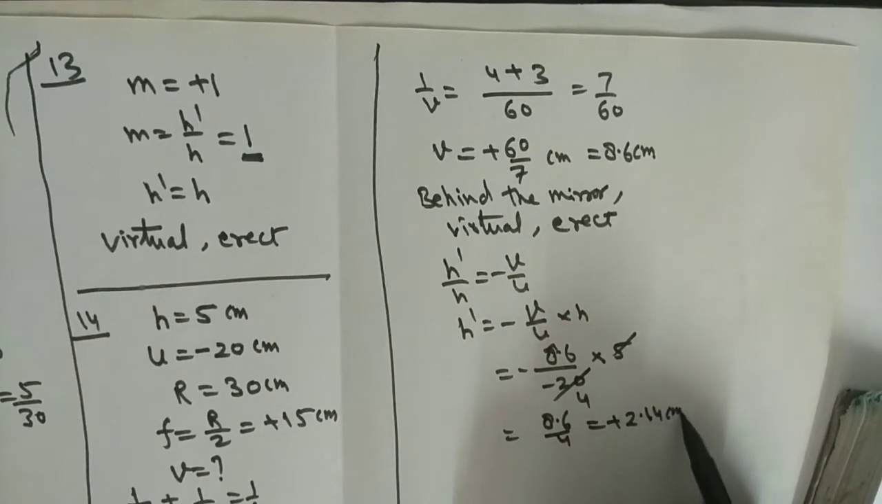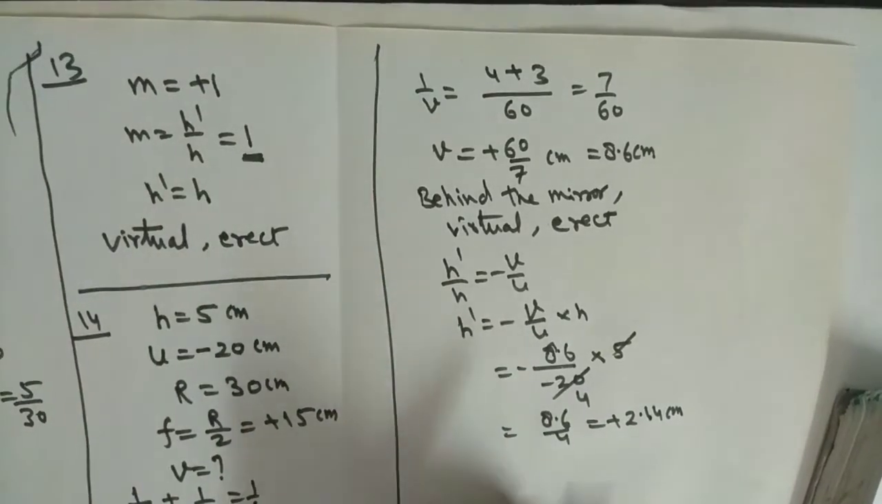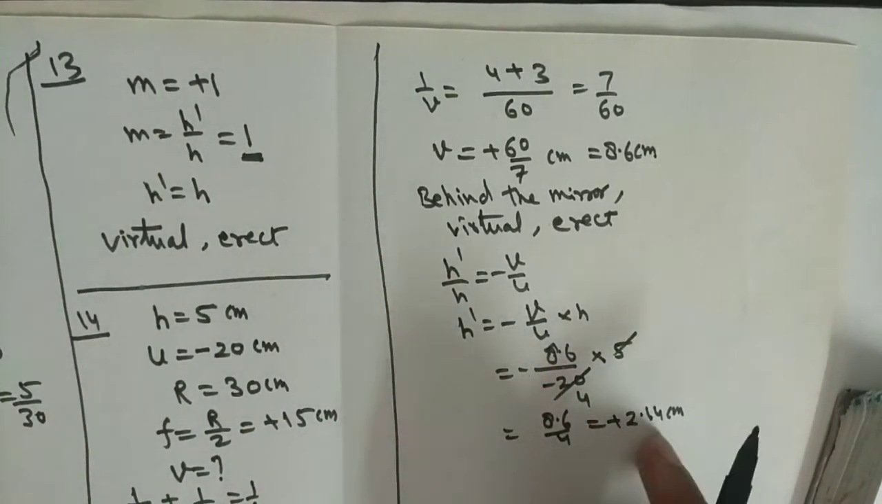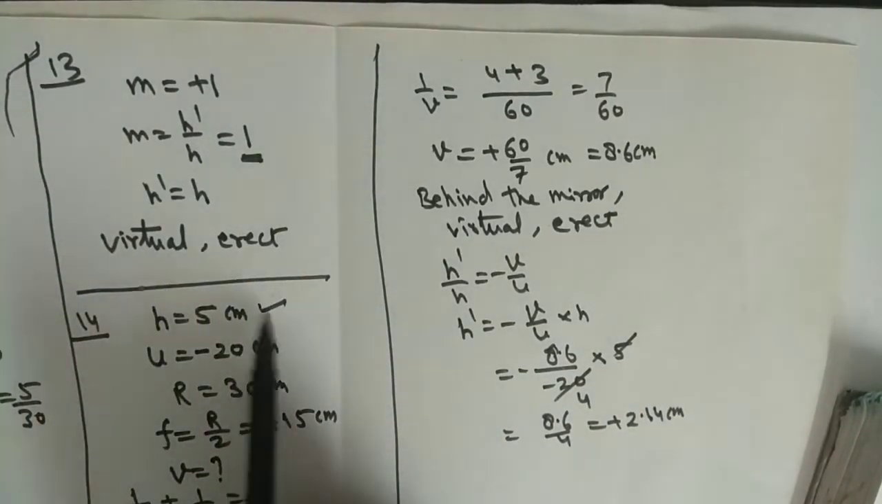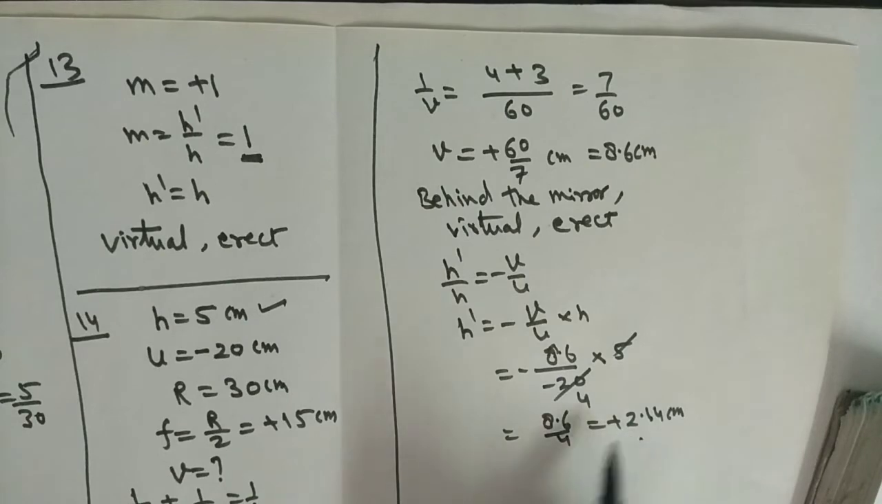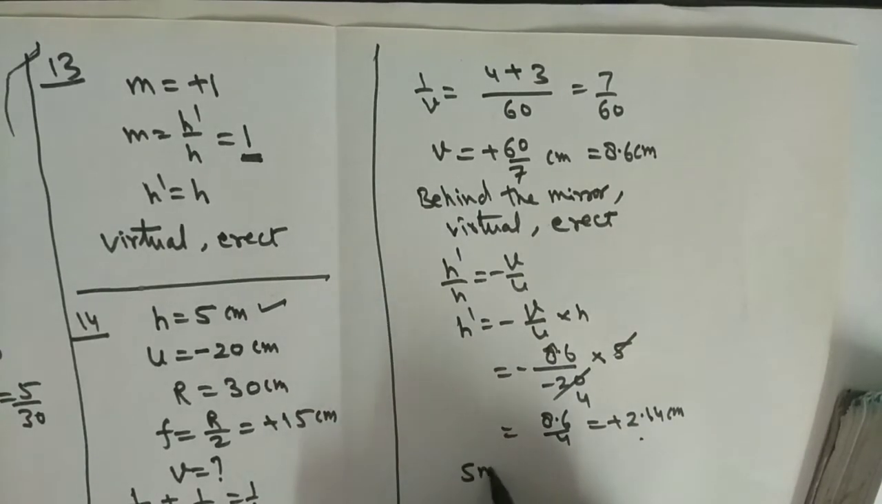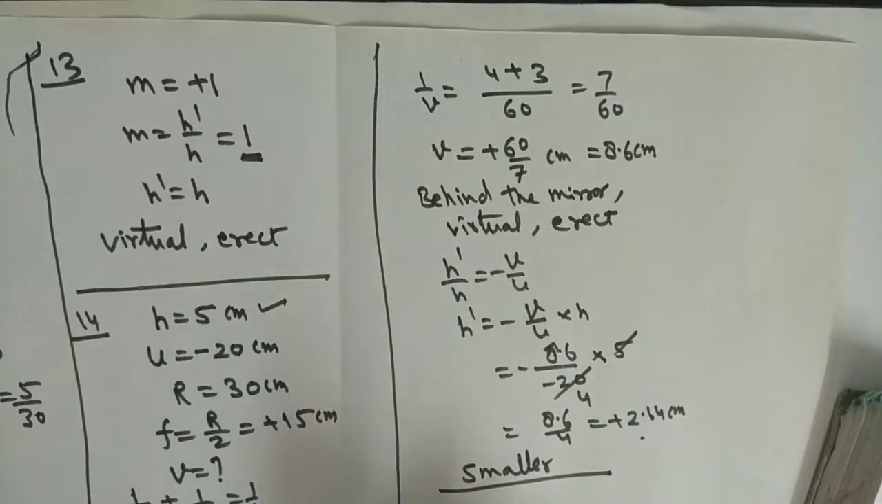Okay, so 5 4s are 20, so it is 8.6 upon 4, so it is coming positive, 2.14 centimeter. So what is the result? The image is virtual, erect, and it is only 2.14 centimeter. What does it mean? Initially the size was 5 centimeter. It is around less than half. So it is smaller also. The image is formed smaller. So this is question number 14.